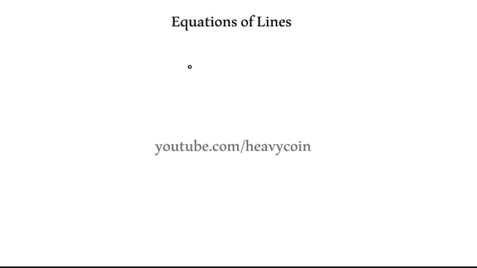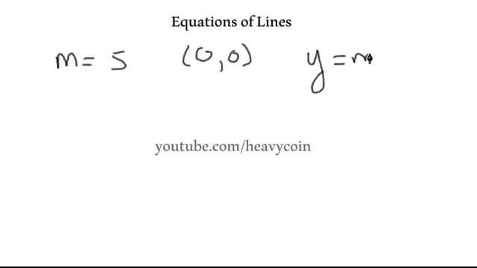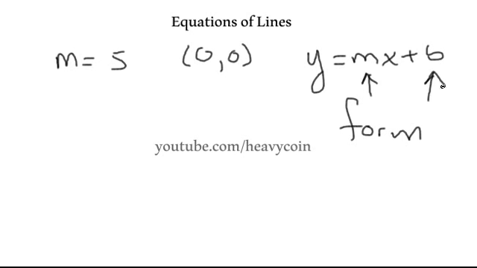When we were given 2 points or a slope, we were given m, say for example is 5, and a point, and we wanted to find y is equal to mx plus b. Now this form right here is the slope-intercept form. This is the slope and this is the intercept. This is known as the slope-intercept form.